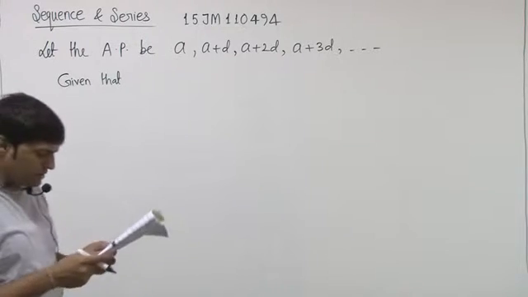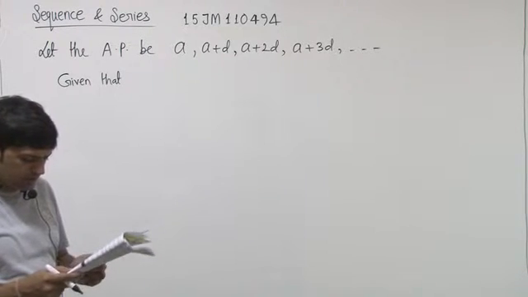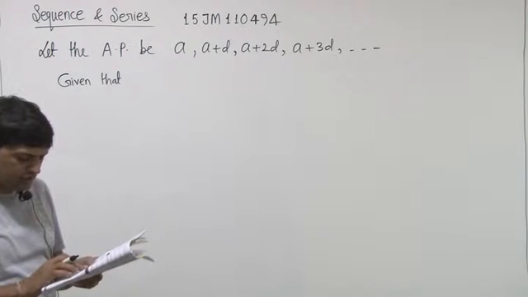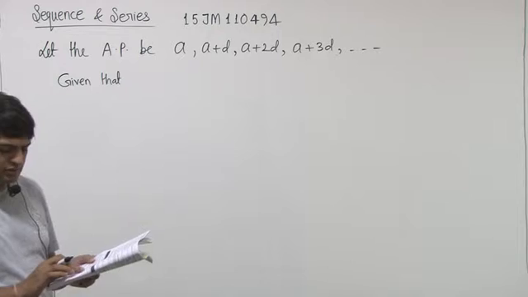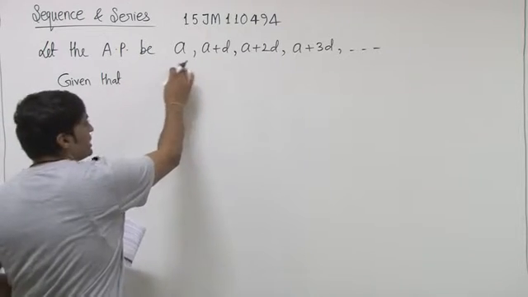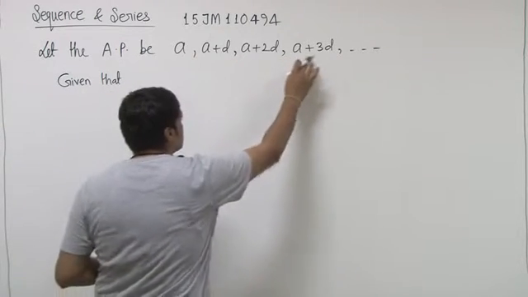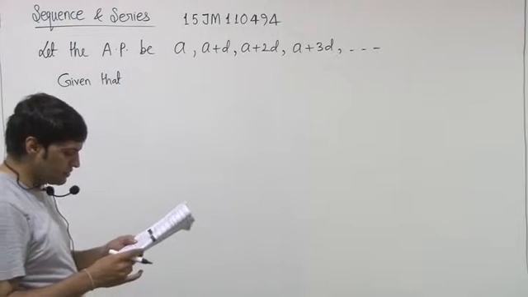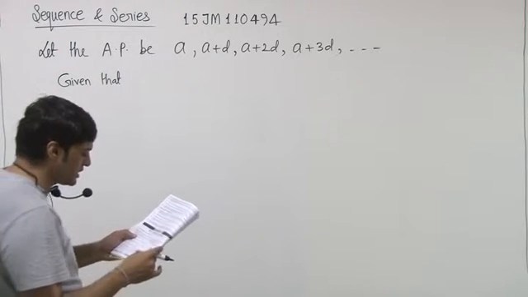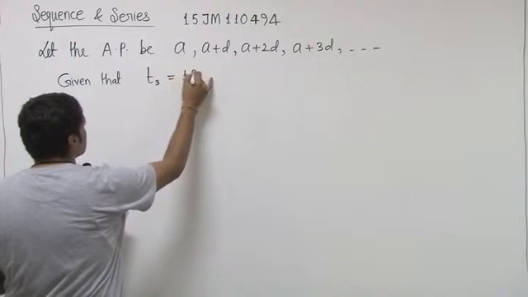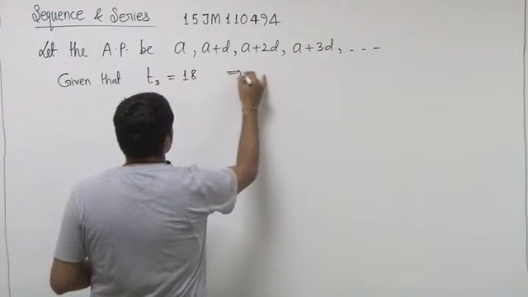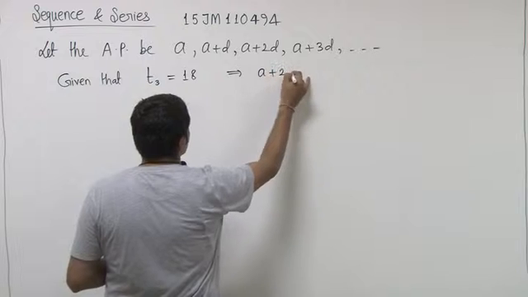In this question, we are given that the third term of an AP is 18 and the seventh term is 30. So let the AP be a, a plus d, a plus 2d, a plus 3d, etc. So it is given that the third term is 18. That means a plus 2d equals 18.